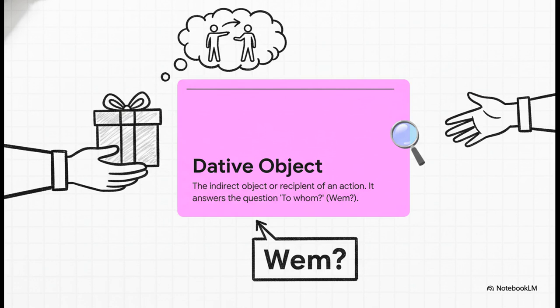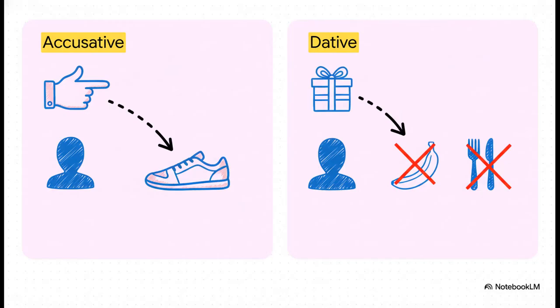Just think of a verb like give. I give what? That's the accusative. But I give it to whom? That person is the dative. Now this is a fantastic rule of thumb to remember. It helps so much. The accusative object can be a person or a thing. You can see the man, or you can love your new shoes. But the dative object, it's almost always a person.